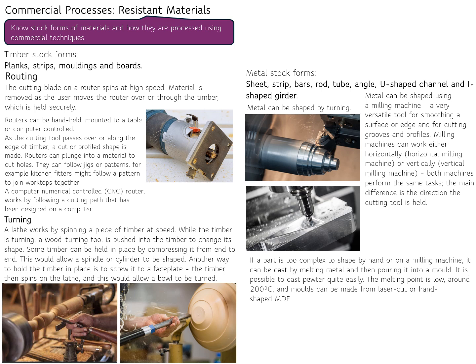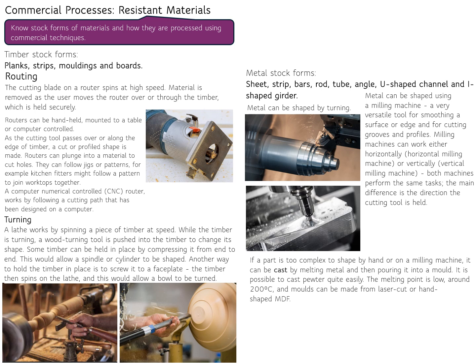Separately for each one, I've listed how you can buy each of those types of material. So timber, for instance, you can buy in planks, strips, mouldings and boards. That is your stock form for timbers. Metal stock forms are sheets, strip bars, rods, tubes, angles, etc. So you need to remember and revise how you purchase one of these different types of product materials, and the commercial processes for these different types of materials are also shown here.